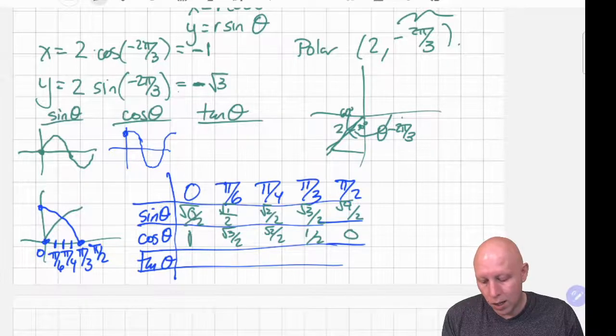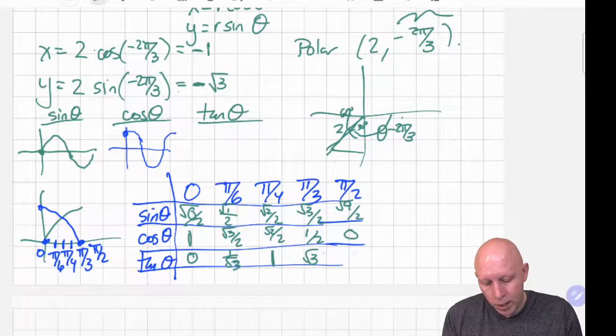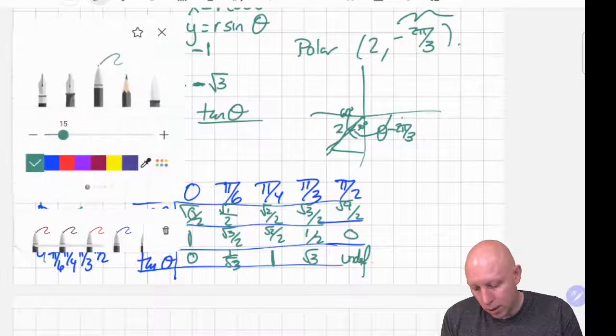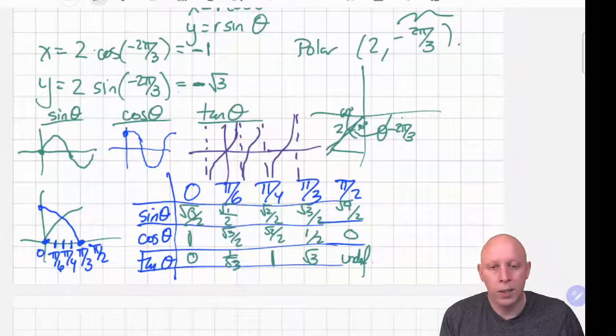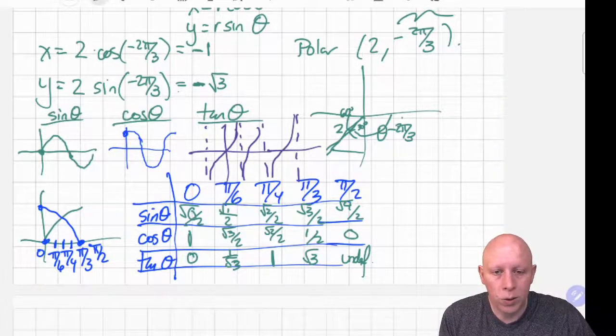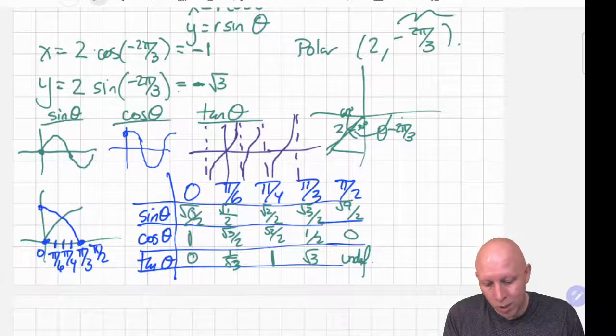And then sine over cosine, tangent, gives us 0, 1 over root 3, 1, and then root 3, and then this is undefined at pi over 2. Because what the tangent looks like is this. But instead of repeating every 2 pi, it repeats every pi. So it's important to remember those functions and have them available to you.